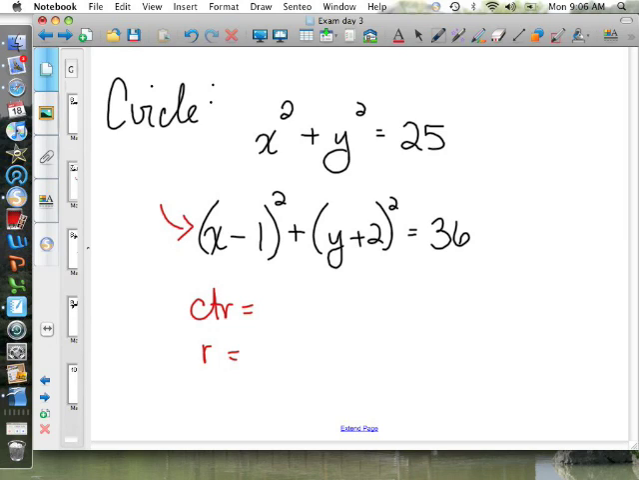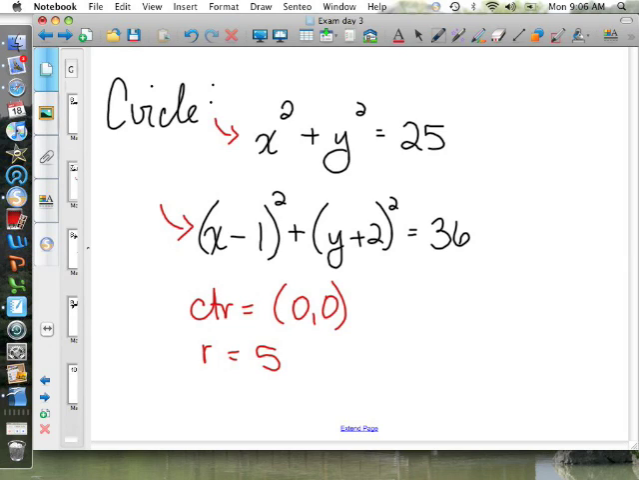Okay, well, these are two different circles, but let's start with this first one up here. How do you find the center? Whatever's being subtracted from x and y. If there's nothing, then the center for this first one is 0, 0, and the radius is 5. It's the square root of that number over there. The radius was 5, okay, for that first equation.